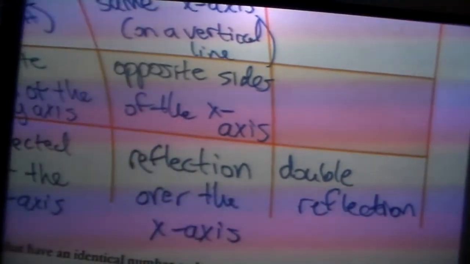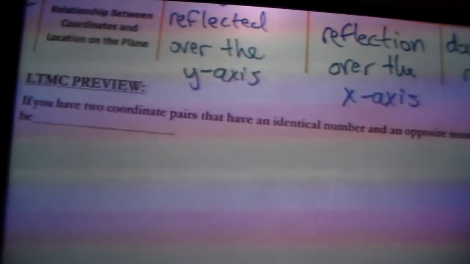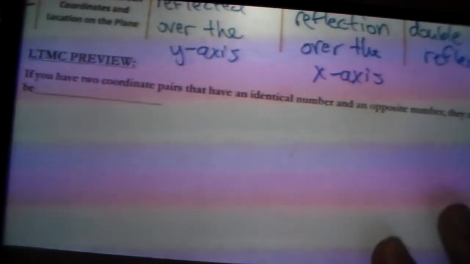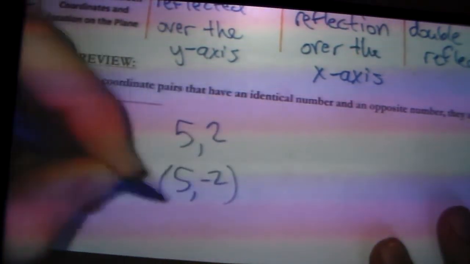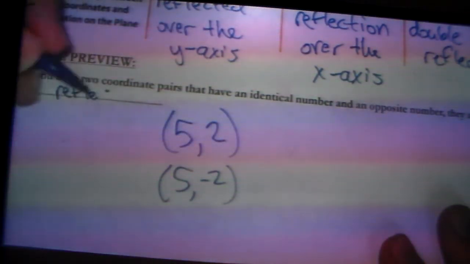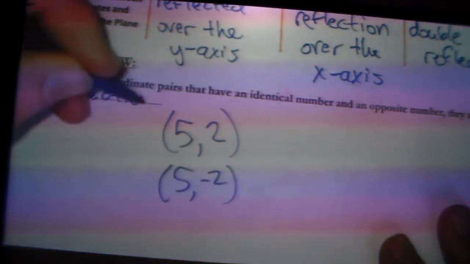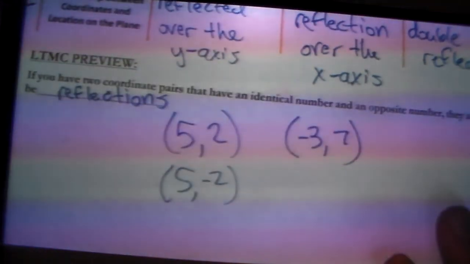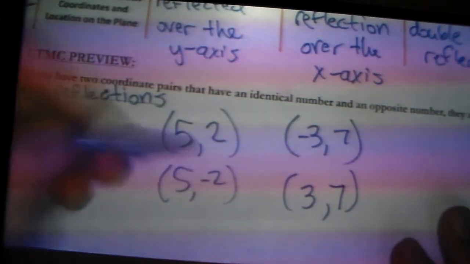Double reflection. So basically, to get a preview of your long-term memory chunks, if you have two coordinate pairs that have an identical number and an opposite number, they are said to be, so let's take an example. Let's say I have 5, 2, and 5, negative 2. What do we call these 2 points? We call these 2 points reflections. Another example would be if I had negative 3, 7, a reflection could be 7, positive 3. So this is a set of reflected points.